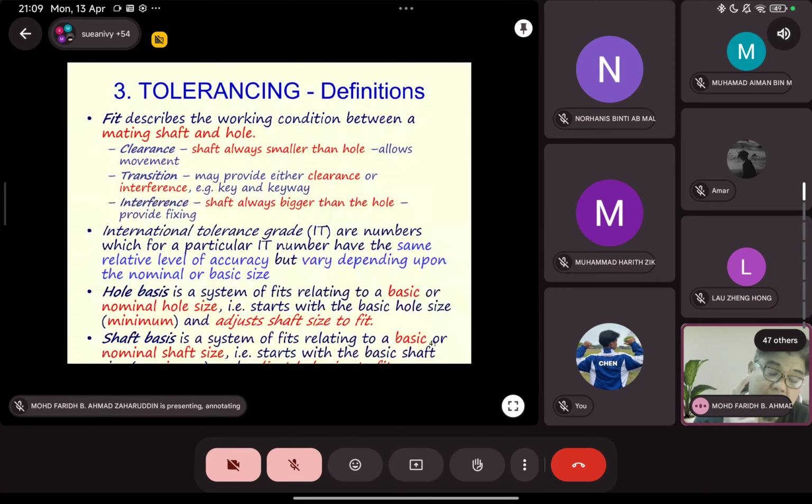Okay, now the transition interference calculation, if you calculate what is the maximum interference, minimum interference, it will be both negative. Transition, no. One positive, one negative. It got one, we call it clearance fit. Another one is interference fit. One positive, one negative.